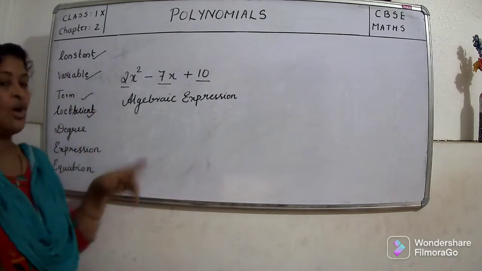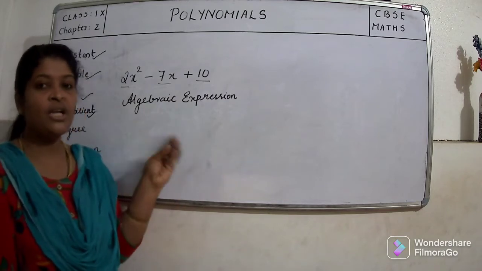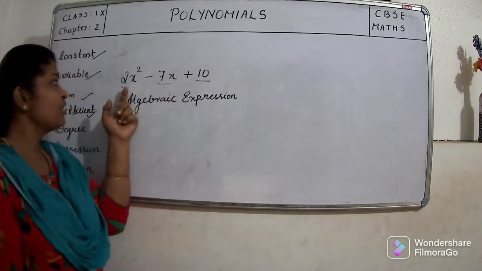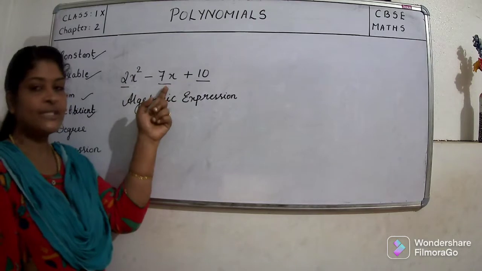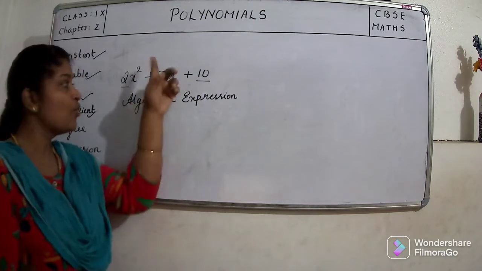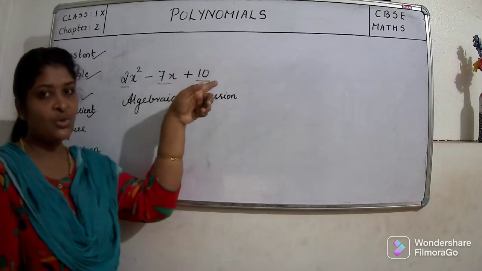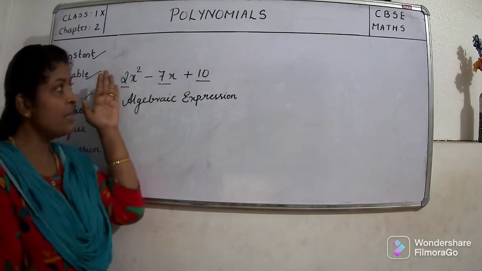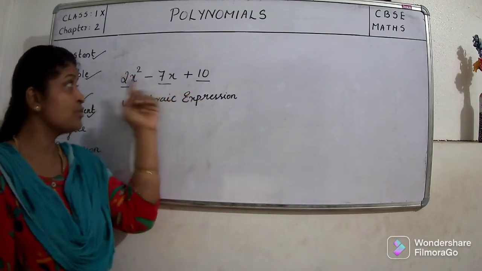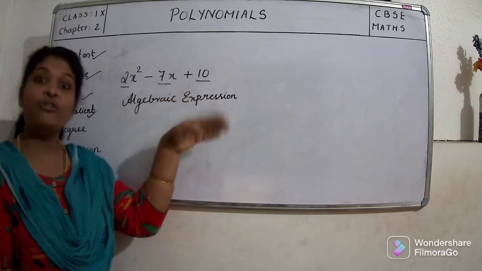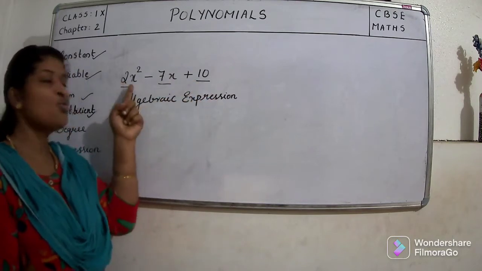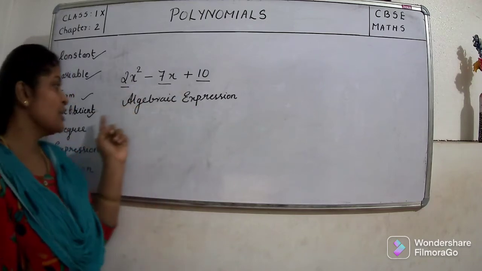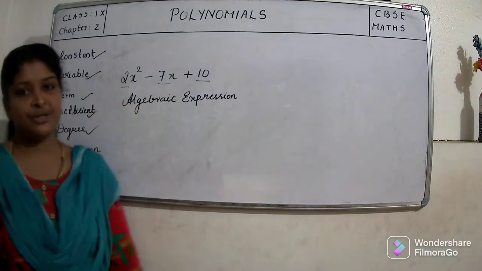Next one, degree. What is the degree of the expression? Degree of the expression means the highest power. Looking at the first term, 2 is the power. For the second term, it is not written there, but we know 1 is the power. For the constant term, there is also no power written, but we know the power is 0. So in decreasing order it is 2, 1 and 0. Among these, 2 is the highest one. So the degree of this expression is 2.